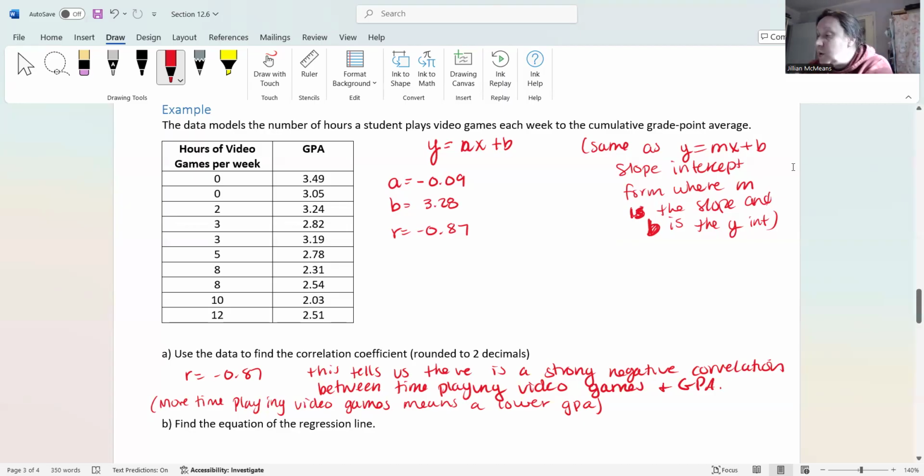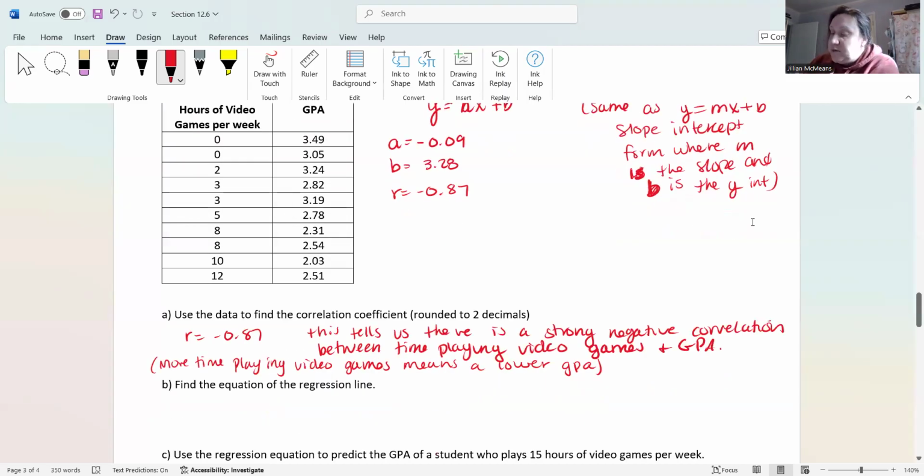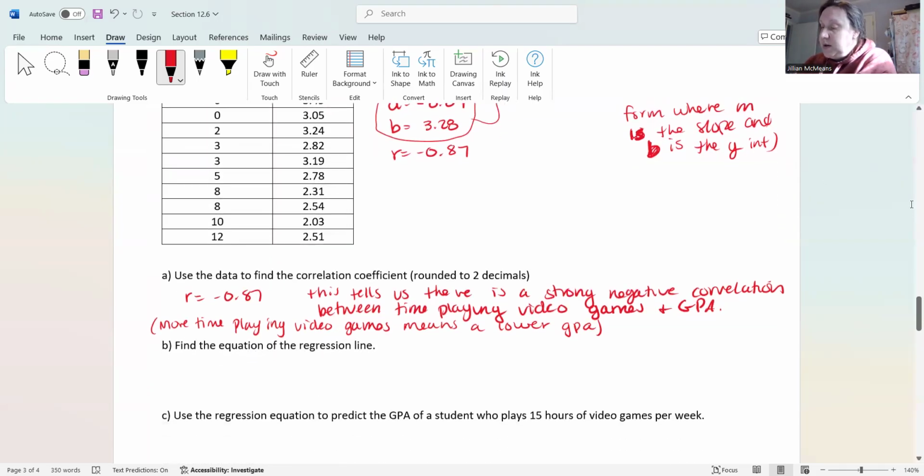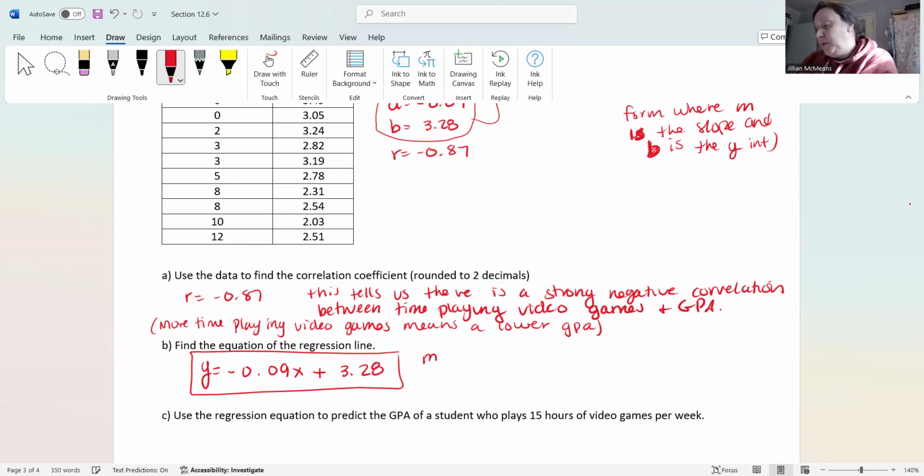Now, the next thing we want to get is the equation for the regression line. So basically what we want to do, let me scroll back up a little bit. We want to take these 2 values right here, okay? And we want to plug them into that template for the equation for the regression line, okay? So what we're going to get is y equals negative 0.09x plus 3.28. So we have here that the slope is negative 0.09 and the y-intercept is 3.28.